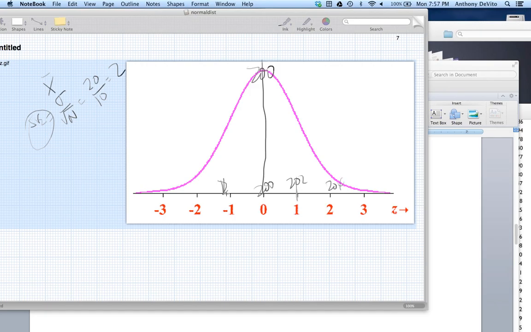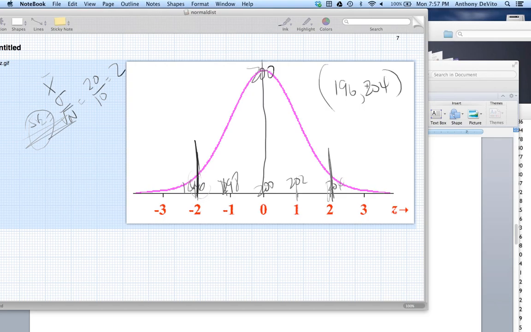This is 198, 196. Thank you very much. That's right. Okay, 196, right? So it's going to be between here and here, right? So the answer would be that 95% of the sample means would be between 196 and 204. Okay, that's the range that we would expect them in.